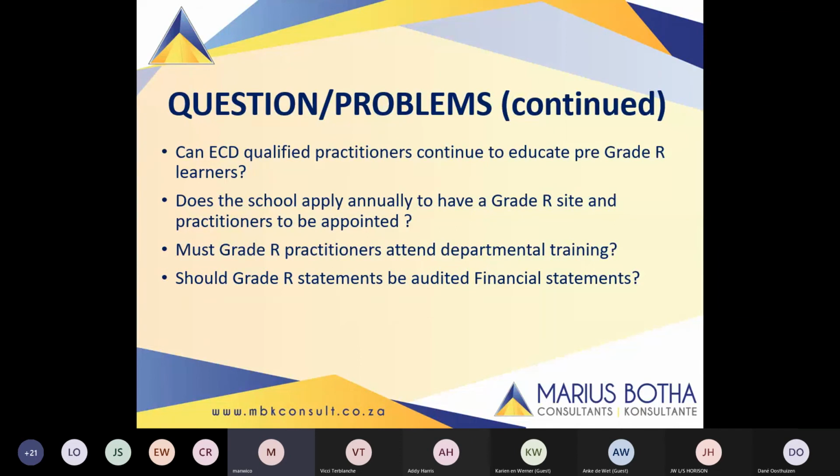Should grade R statements be audited financial statements? Yes, it's clearly stipulated in the 2016 regulations that the grade R books should be kept separately, where all the income and expenditure must be explained and there must be strict financial controls regarding the finances of the grade R center. The question then pops up, if they're not part of the school, may we use school fees to subsidize them if they make a loss?